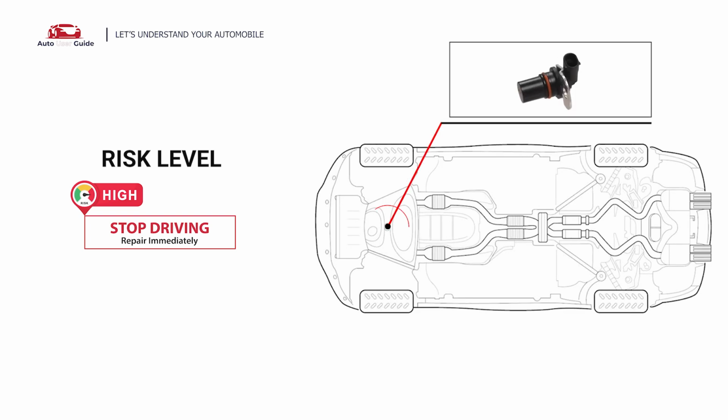This engine code indicates that the PCM or TCM has detected a problem with the signals from the turbine speed sensor. Specifically, the signals from sensor A and sensor B are not correlating as expected, which can lead to improper shifting. Under this circumstance, stop driving and repair your vehicle immediately.